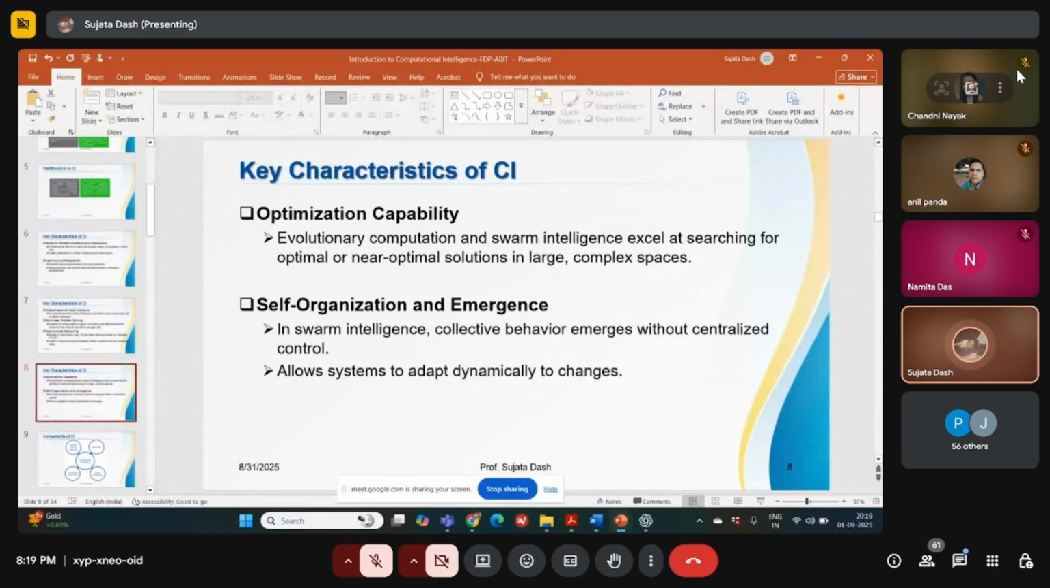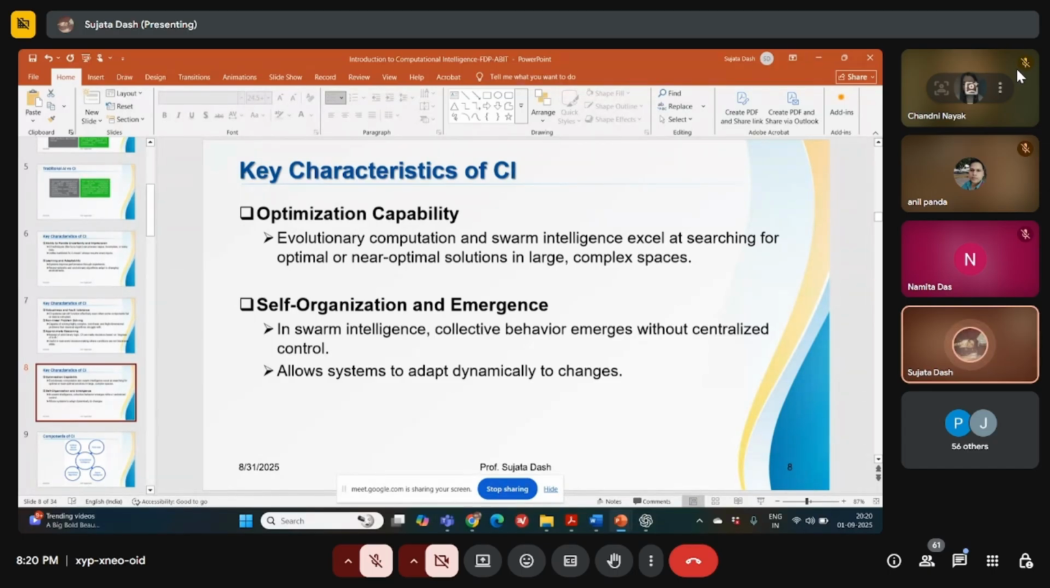So in swarm intelligence, CI applies the same principle. Systems adapt and reorganize themselves automatically without a central controller. This makes them flexible and highly adaptive to the changes in the environment.